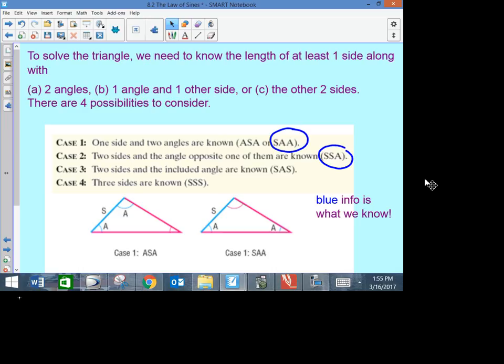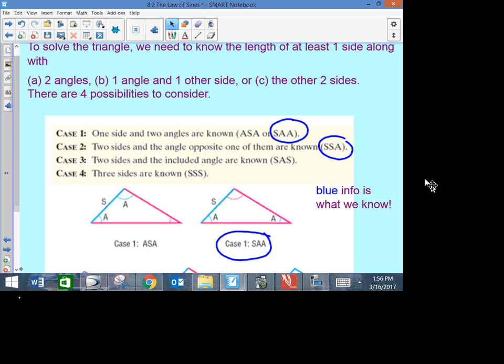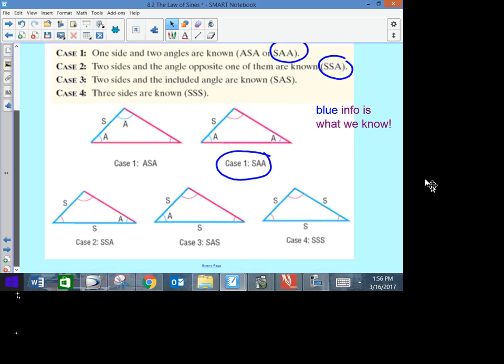So when they say case one says one side and two angles are known, I could give you a side. Do we have any of those? I could give you an angle here and a side and a side. This is the side angle. Okay? I gave you the angle, the pink angle, and not the blue angle. Now, those are all the different possibilities. You don't really have to figure out, I'll come back to it maybe, but those are all the different cases.